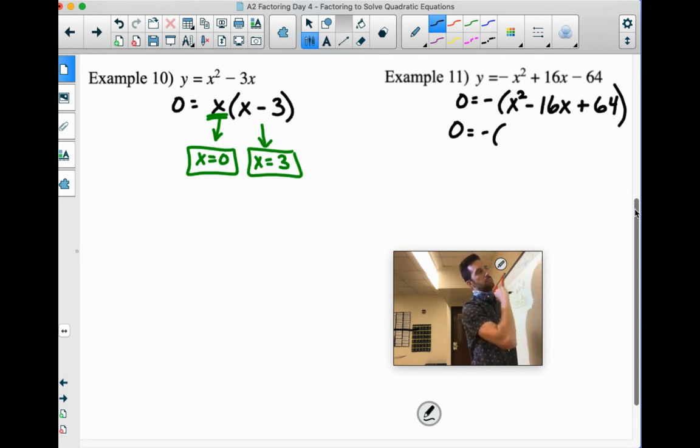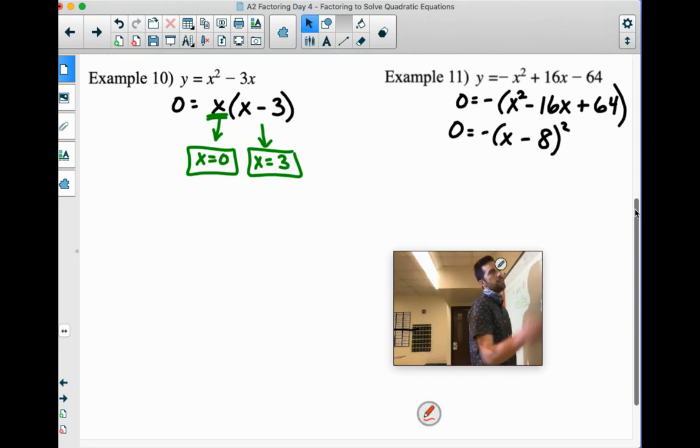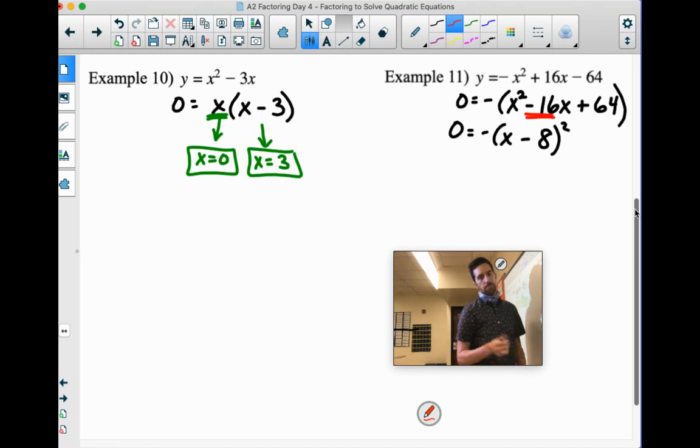I can square root x squared, and I can square root 64. Square root of x squared is x. Square root of 64 is 8. So let's see if it's one of these perfect square ones. If I multiply those two together, x times negative 8 is negative 8x, times 2 is negative 16x.